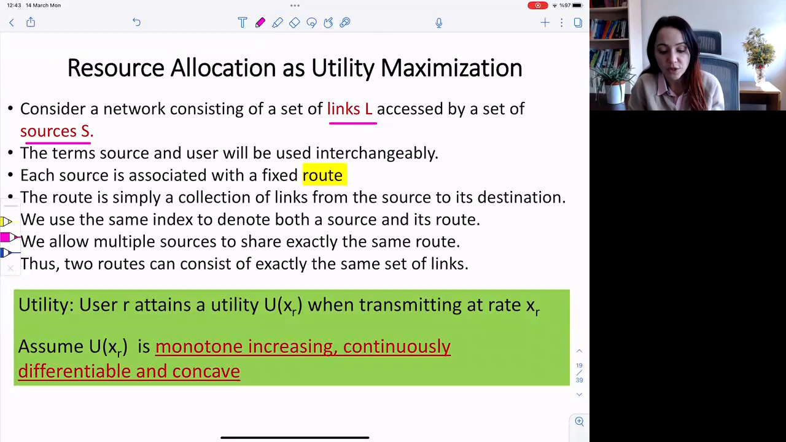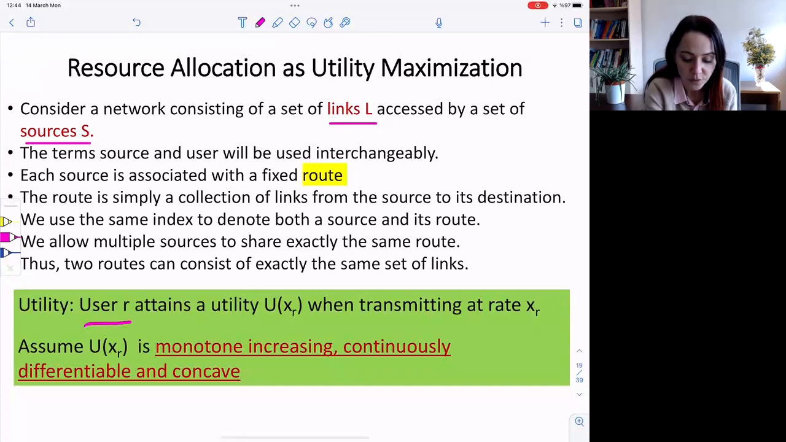Okay, what is a route? A route is a collection of links from source to the destination. We're going to use the same index to denote a source and its route, because we want to keep the problem simple for tractability. Of course, all of these are very easy to generalize once we see the solution. We are going to allow multiple sources to share exactly the same route, but we will name those routes differently, even if they consist of the same set of links. So when two routes consist of exactly the same set of links, they will still be named differently.